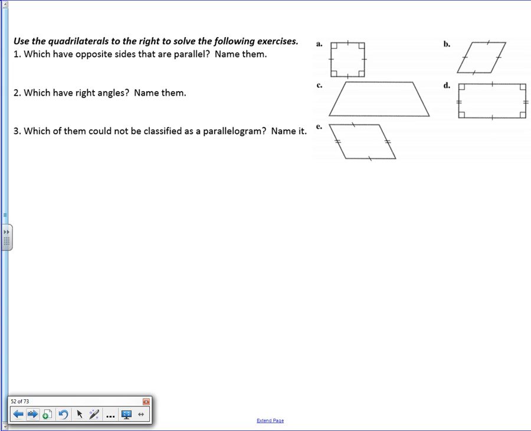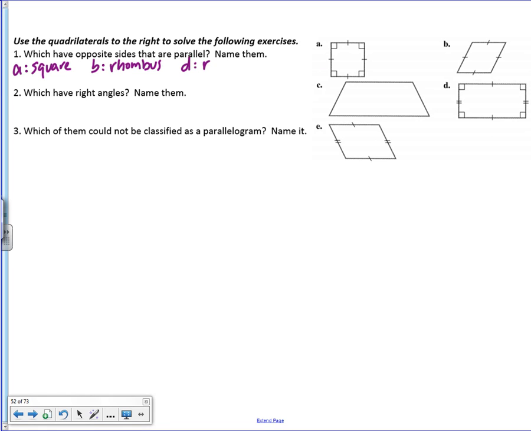Use the quadrilaterals, so they're telling you they all have 4 sides, to the right to solve the following exercise. Which have opposite sides that are parallel? Name them. A is a square. Those have opposite parallel sides. B is a rhombus. Those also have opposite parallel sides. Notice it's a rhombus because all those sides are congruent.